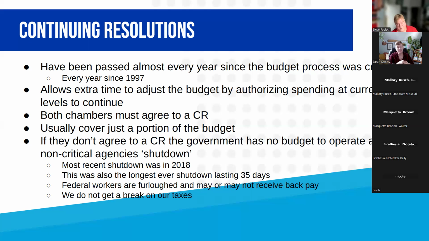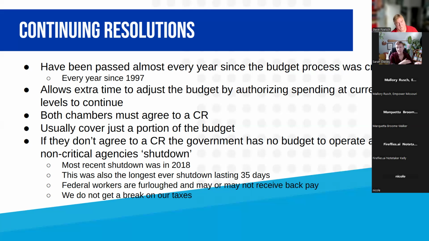They're sent home. They may or may not receive back pay. Often they do, but it's not a guarantee. Even if lots of furloughed workers are paid back pay, that doesn't mean every furloughed worker received back pay. We do not get a break in our taxes. We're still paying our daily rate of taxes during these days when we're receiving no government programming.